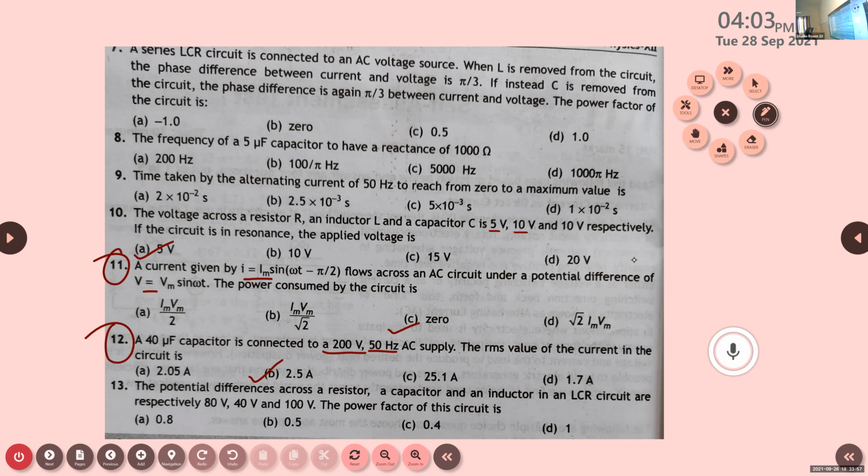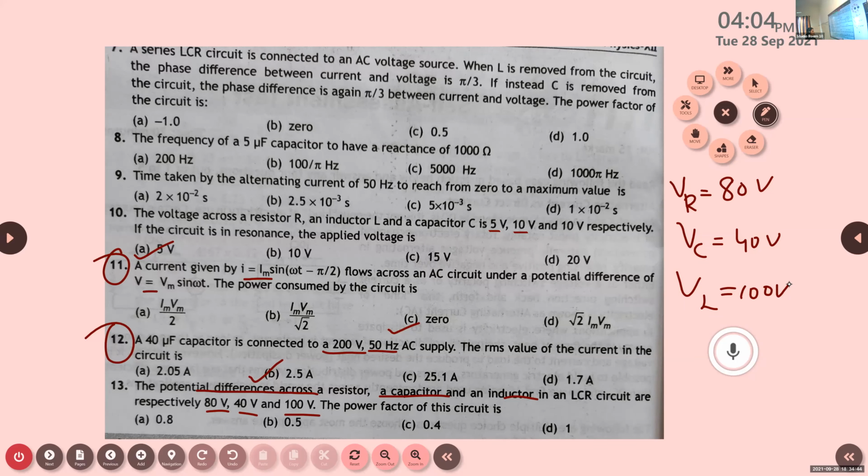Any idea how to calculate the power factor in this case? Here they have given the potential difference across the resistor, inductor, and capacitor. The potential difference across the resistor, VR is equal to 80 volt. Across the capacitor, VC is equal to 40 volt. Across the inductor, VL is equal to 100 volt.